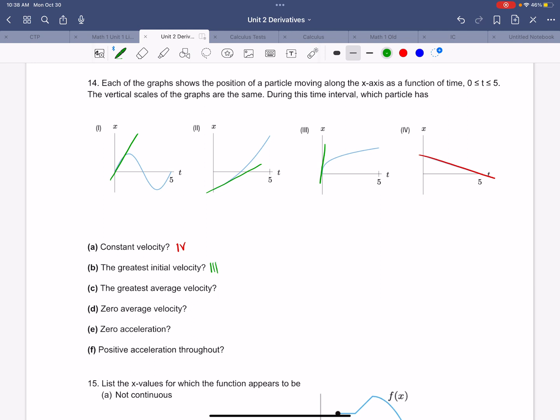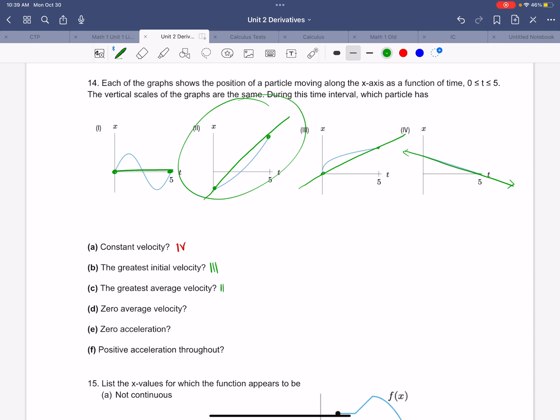What is the greatest average velocity? So we have to look across the entire interval. Average meaning from here to here, the average would be 0. From here to here, my average would be positive. From here to here, my average would also be positive. And from here to here, my velocity would be negative. So I'm looking for the greatest one, and 2 just has a slightly steeper positive slope, so I'm going to go with number 2.